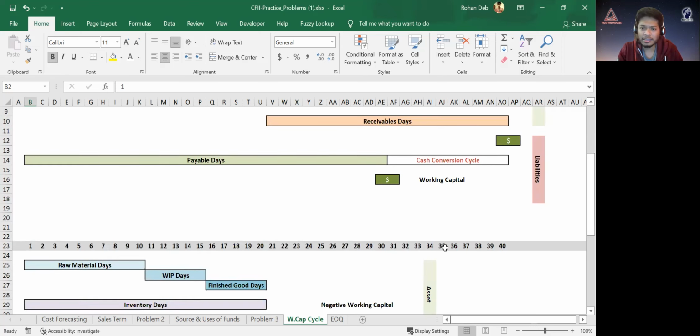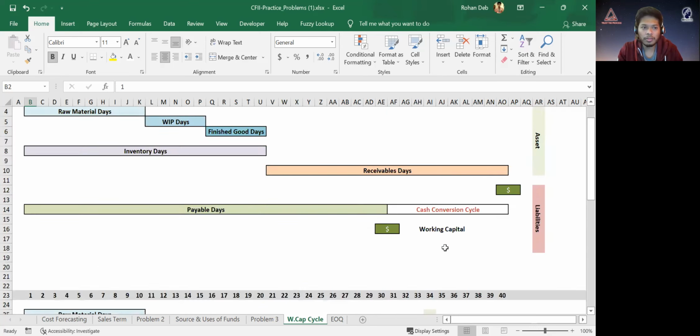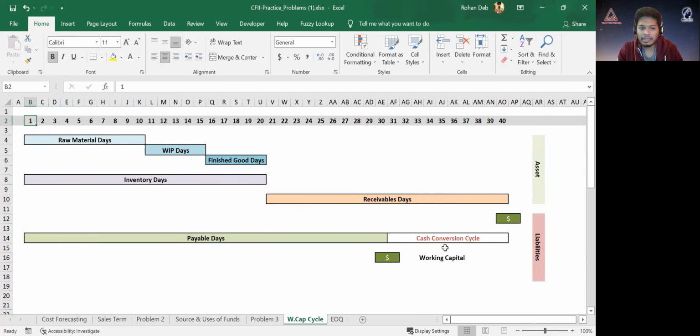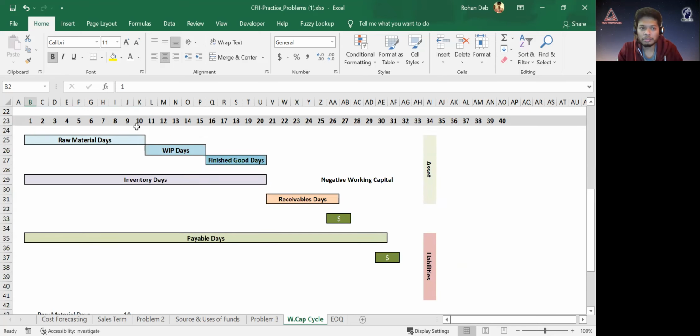Now let's take another example. So this was done. Let's take this example here. Again it's the same, 10 plus 5 plus 5, 20 days is your inventory, and within 5 days you get the money from your customer. So you get the money on the 26th day, and your payable day is on the 30th. So what's happening over here is you're getting the money from a customer, and you'll use that money to pay the payable. So this is called negative working capital.